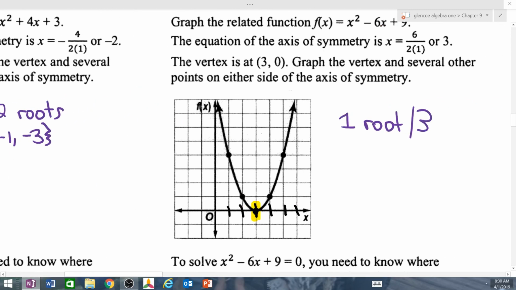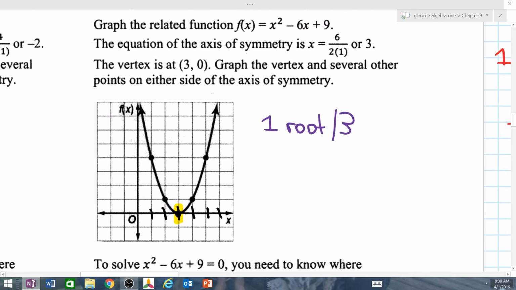No. Okay. And then in this particular graph over here, also in your notes, there is only 1 root because it only touches the x-axis one time, and the answer would be positive 3. Okay? You all with me? Yes?